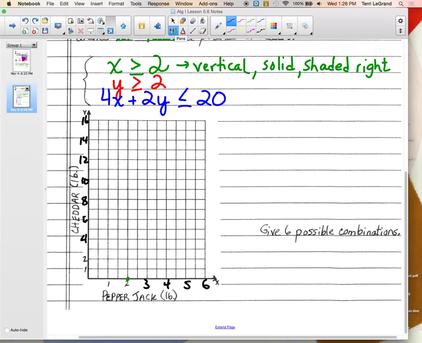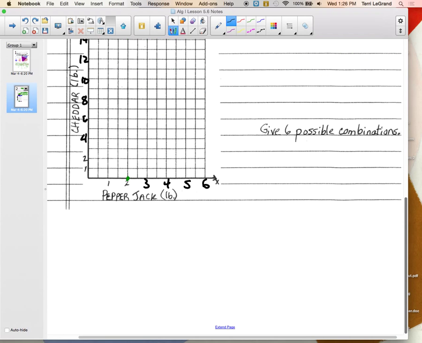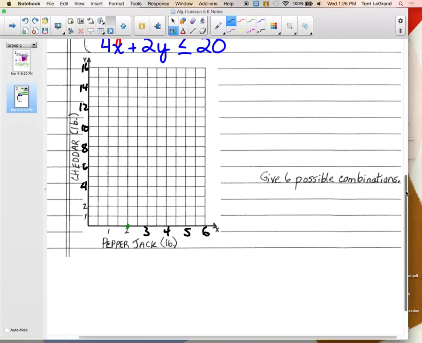Okay, what's the x-axis going by? What's its scale? No, 0.5, half a pound. Every grid line is half a pound of pepper jack. What's the y-axis going by? Going by 1, okay. So, do we have to worry about that with a vertical line?